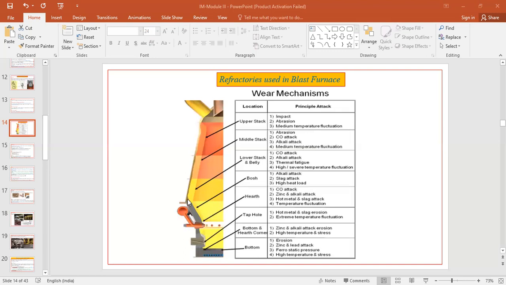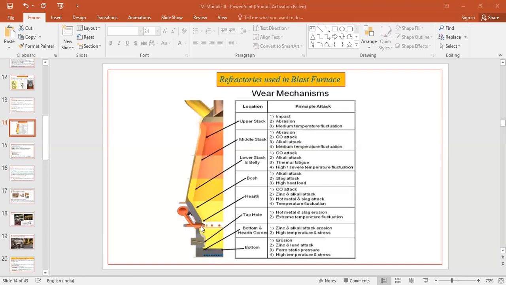Similarly, the lower stack, or you can say the beginning of the belly part of the blast furnace. Here also there is a possibility of CO attack and alkali attack, along with certain high temperatures prevailing at this particular location. Similarly, in the bosh part of the blast furnace, there is a possibility of alkali attack, and especially slag attack. It means the bosh slag, which is the initial slag formed in the blast furnace, when it comes in contact with the refractories, may cause slag attack. So your refractories should have resistance to this slag attack.